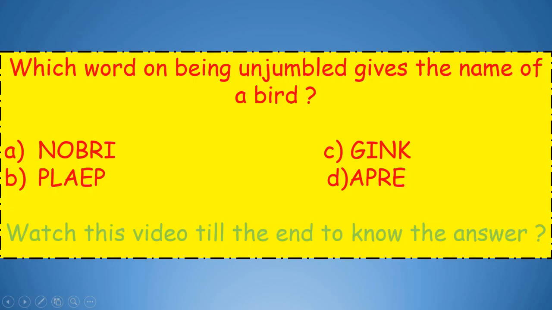The correct answer to the question which we asked you in the beginning of this video is option A, NOBRI. NOBRI can be unjumbled to robin, which is the name of a type of bird.